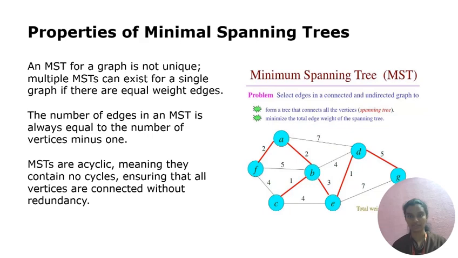The minimal spanning trees. For the given graph, select edges in a connected and undirected graph. Undirected graph means there is no direction to move. From a tree that connects all the vertices, which is known as the spanning tree, minimize the total edge weight of the spanning tree. So the red colored highlighted one is the minimum path cost, which gives us the minimal spanning tree.